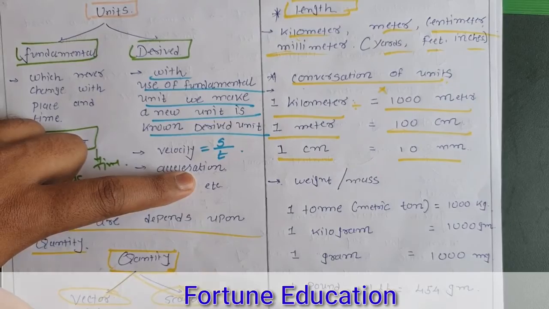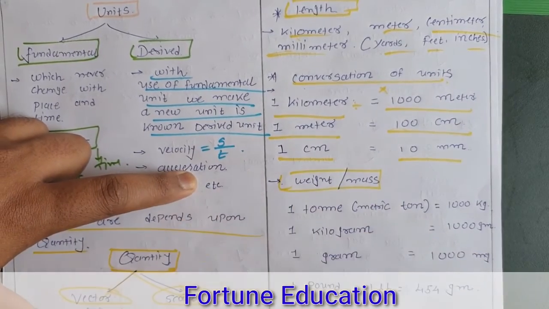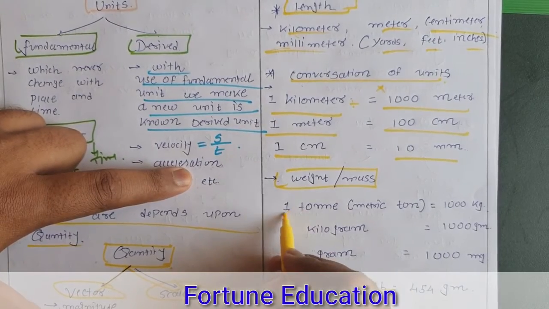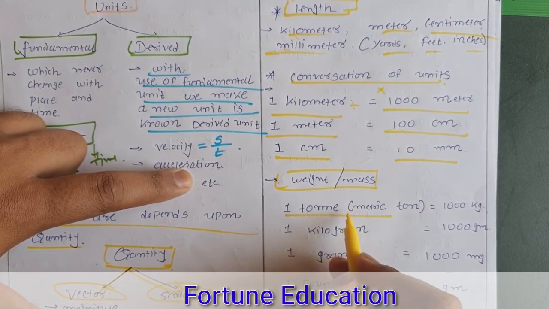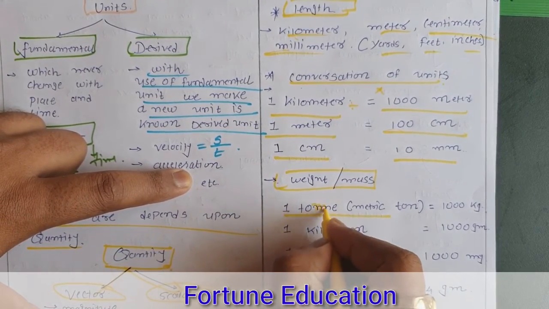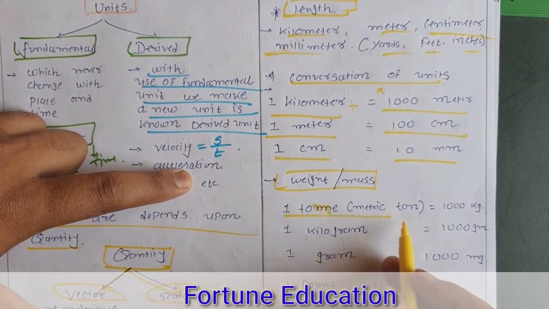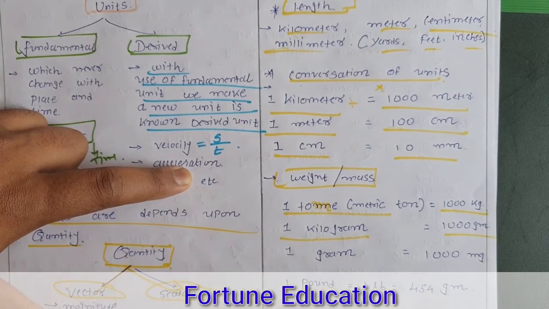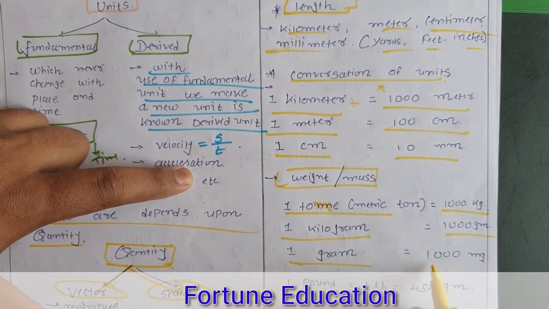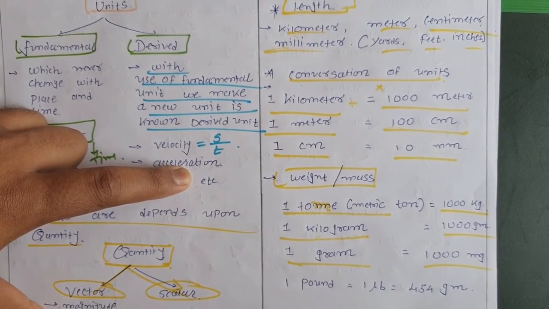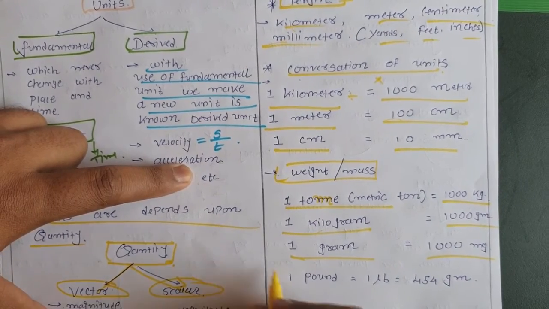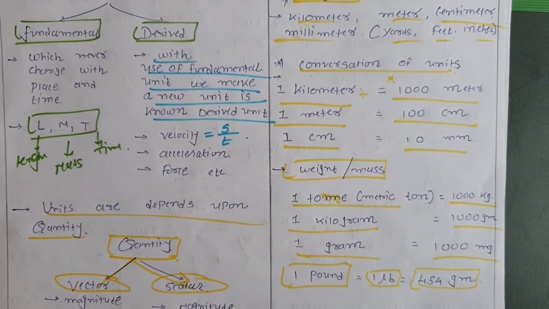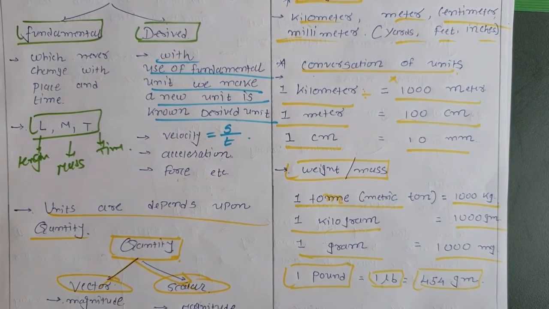Next is the weight scale, weight and mass. It also has 1 ton, TONNE. 1 ton, a metric ton, equals 1000 kg, 1 kilogram equals 1000 gram, and 1 gram equals 1000 milligram. We also know that the pound is a unit of weight or mass. 1 pound equals 454 gram.